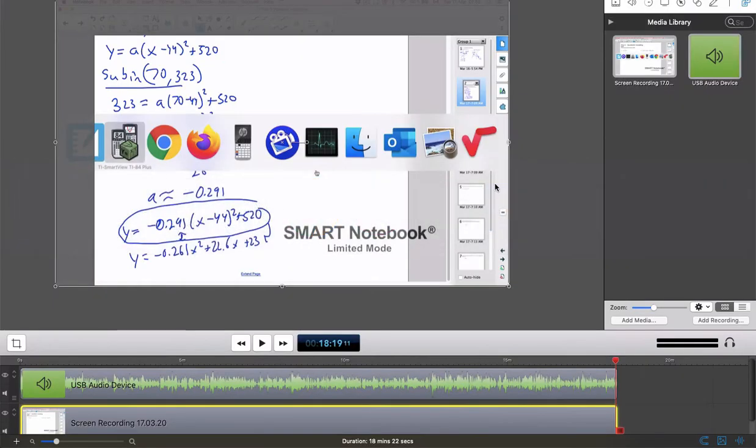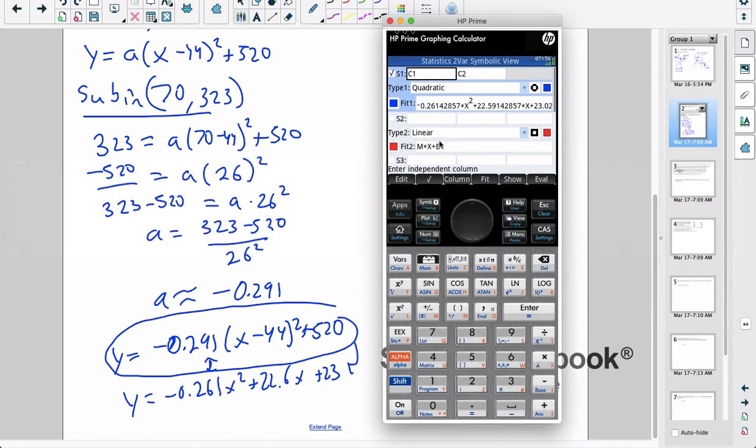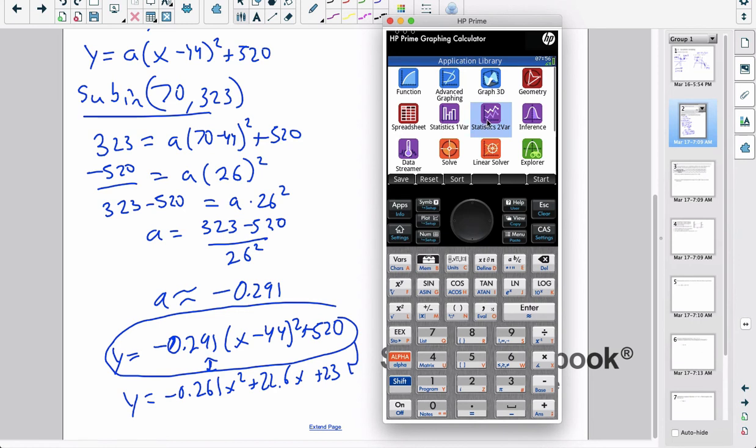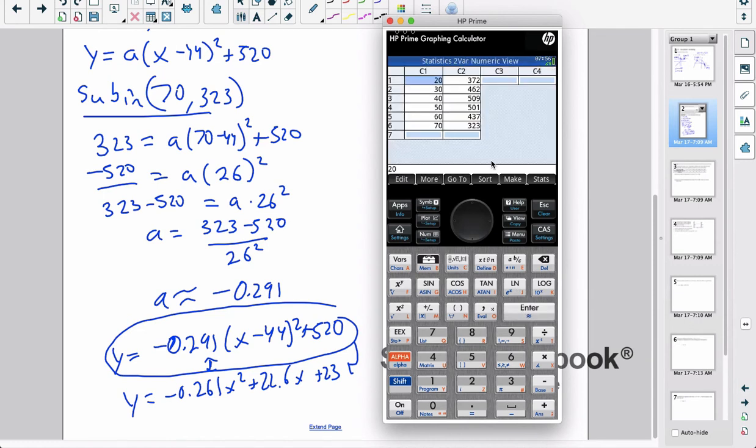Okay, so next with the HP Prime, you go to apps, and you need to go to two-variable statistics. Go to statistics 2 variable. Press enter. You need to type everything in here. If there's something already in there, press shift clear. So type in all the data here.